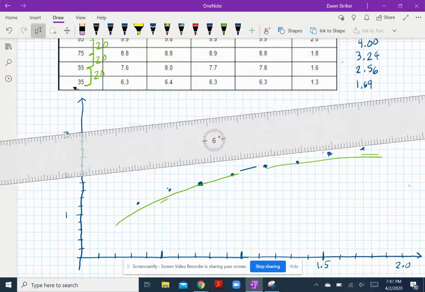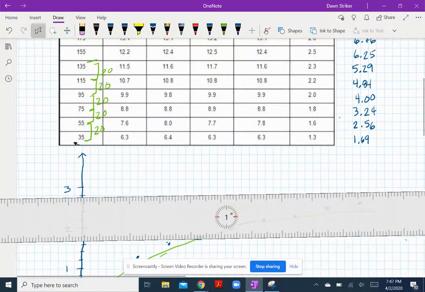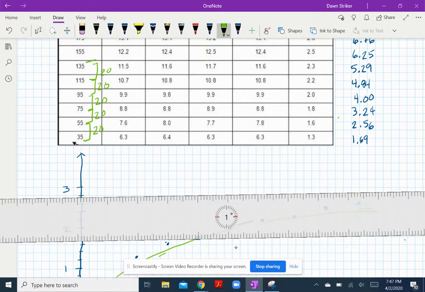You can actually see that in the table of values as well. If you look at the increase in length, 20 centimeters, 20 centimeters, 20 centimeters, 20 centimeters, 20 centimeters, it's always going up by 20. But look at the period. Here it's going up by 0.3. Here it's only going up by 0.2. Here it goes up by 0.2. Here it goes up by 0.2. That's pretty consistent. Now it's going up only by 0.1.